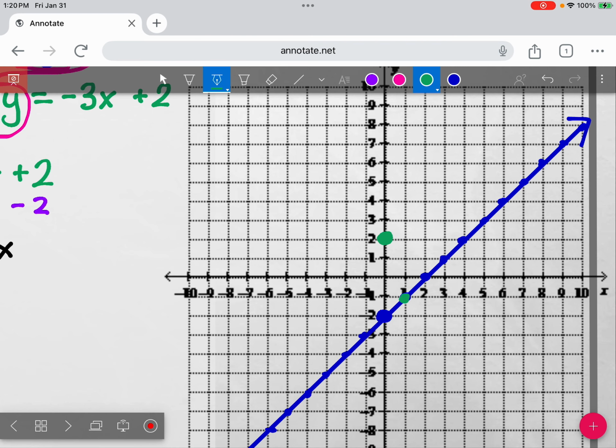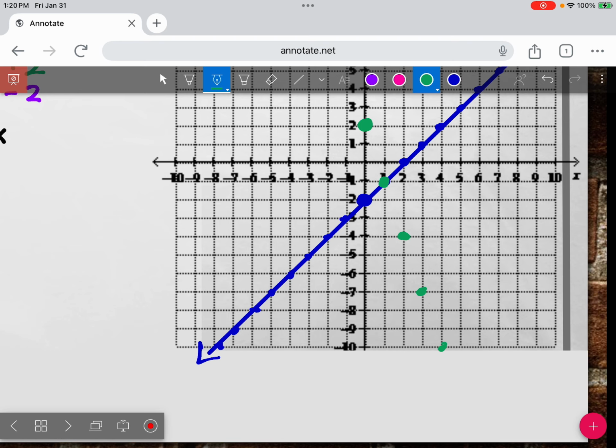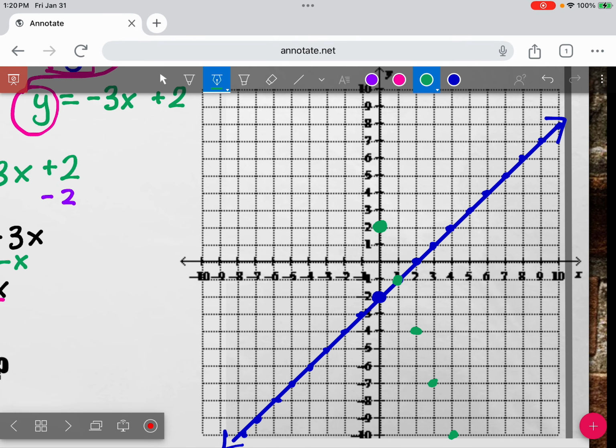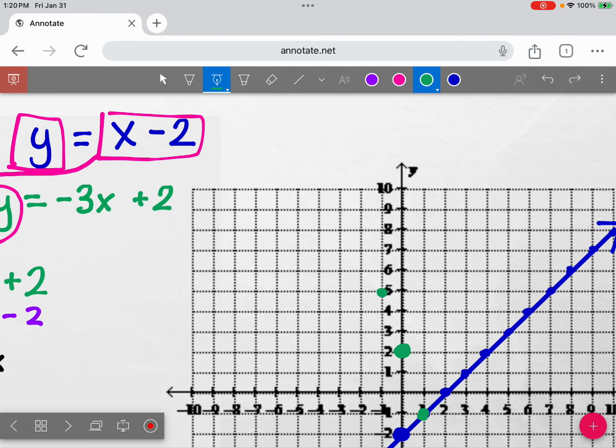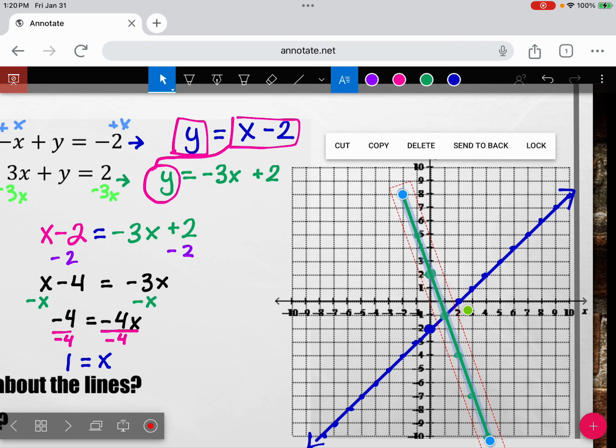Perfection. Down 3, right 1. Down 3, right 1. Down 3, right 1. And again, the more dots we have, the better. I could also go up 3 and left 1. That still gives me that negative slope. Up 3 and left 1 works just as well. And then all we need to do is connect up our dots.